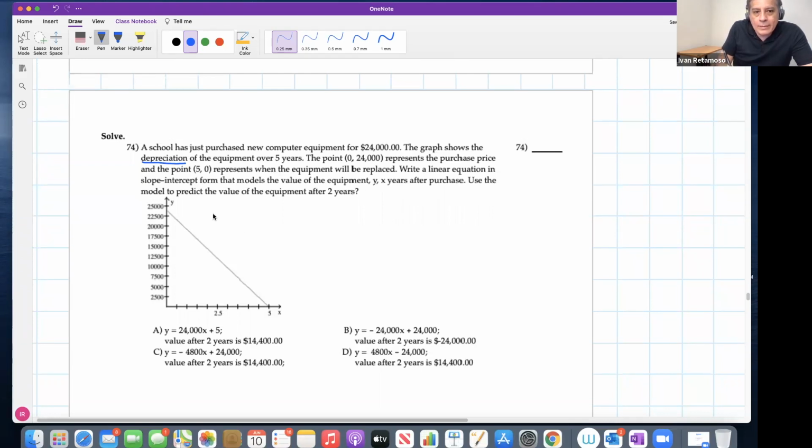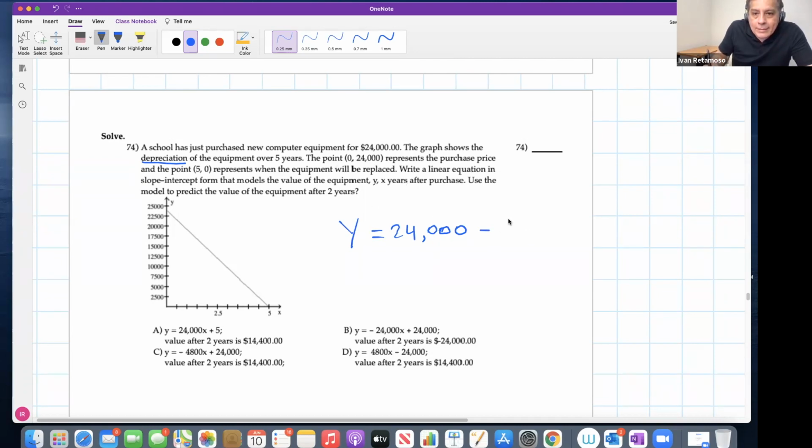Write a linear function in slope-intercept form that models the value of the equipment y, x years after the purchase. Y is the value. It starts with 24,000 when you just purchase the equipment, but then it loses value every year. How much does it lose every year?